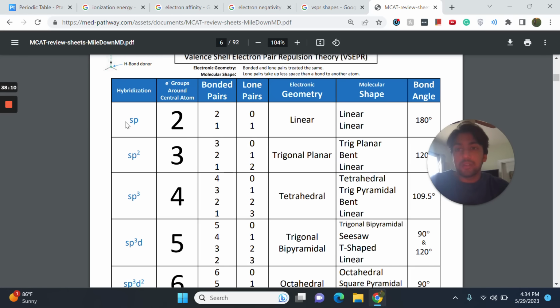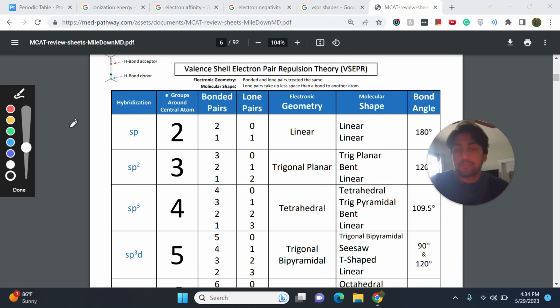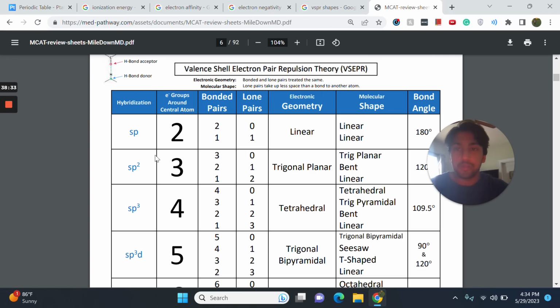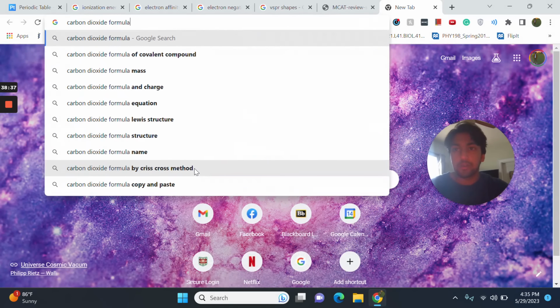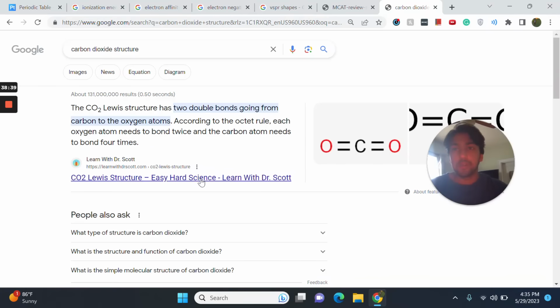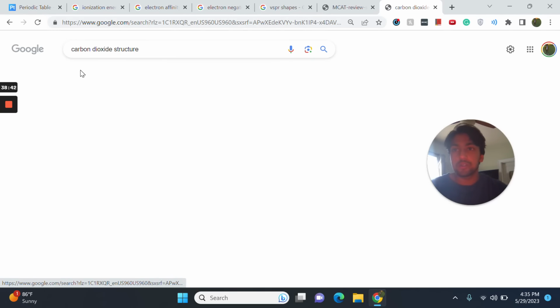Right? So let's say that I have H2O. What is the shape of this? Let's look at the shape of it. H2O is probably a little difficult. Let's start with carbon dioxide. Carbon dioxide formula structure. Okay, so I'm just going to show you this.